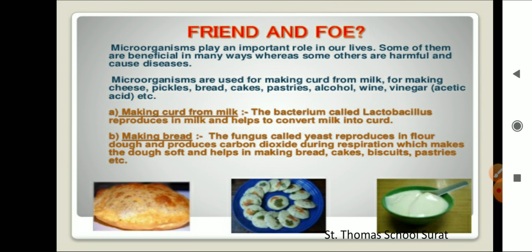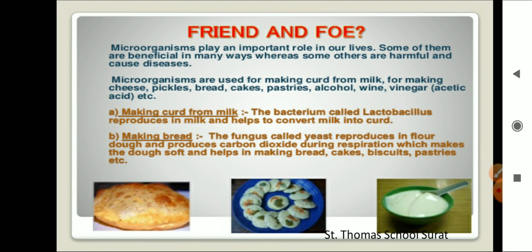Now first we have seen making curd from milk. Which type of microorganism is used here? The bacterium called lactobacillus. The bacterium we are using for making curd from milk, lactobacillus, reproduces in milk and helps to convert milk into curd. Which bacteria? Lactobacillus.